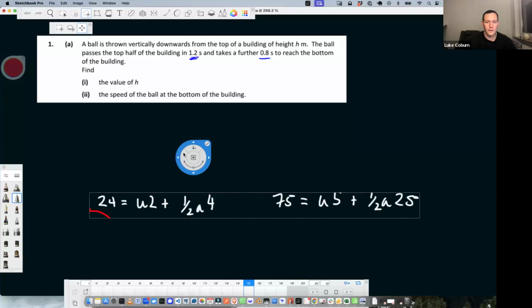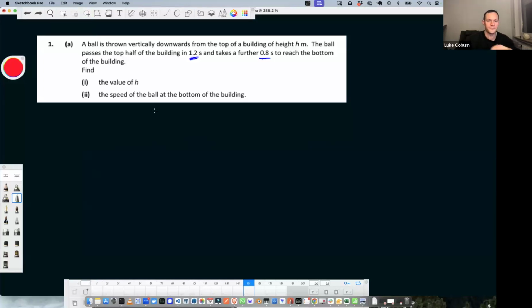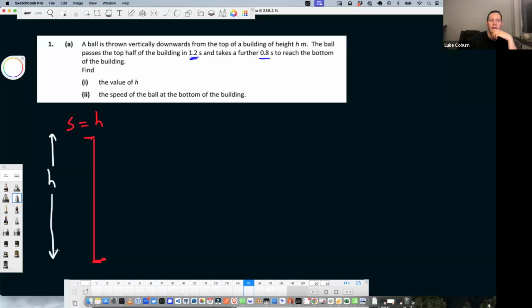Okay, the ball is thrown vertically downwards from the top of a building of height h. So S is equal to h. The ball passes, let me just draw this now. I'm going to start drawing all the time, right? So this is the top of the building, this is the bottom of the building. And the height of the building is equal to h, from here down to the bottom, okay? The ball passes the halfway point, that's h over 2, when t is equal to 1.2 seconds.